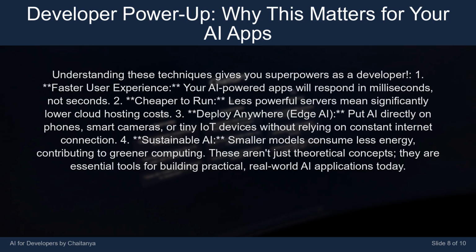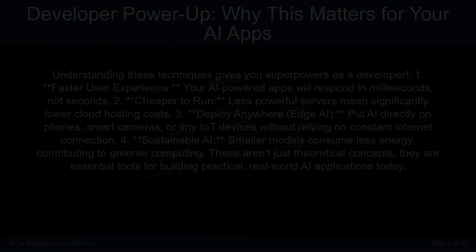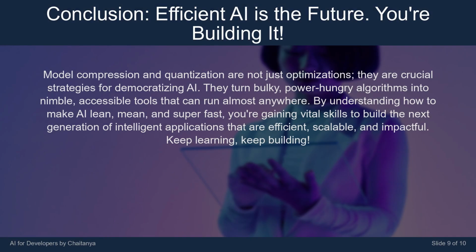These aren't just theoretical concepts. They are essential tools for building practical, real-world AI applications today. Model compression and quantization are not just optimizations. They are crucial strategies for democratizing AI. They turn bulky, power-hungry algorithms into nimble, accessible tools that can run almost anywhere. By understanding how to make AI lean, mean, and super fast, you're gaining vital skills to build the next generation of intelligent applications that are efficient, scalable, and impactful.